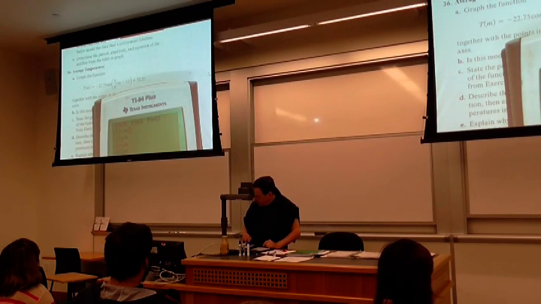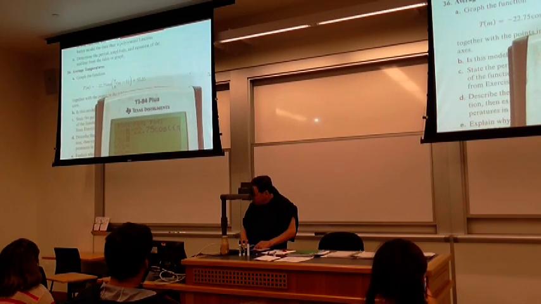Calculator on first. Okay, minus 22.75 cosine of, be careful, I'm going to put this in parentheses, pi divided by 6 times, and in this case, x minus 1.